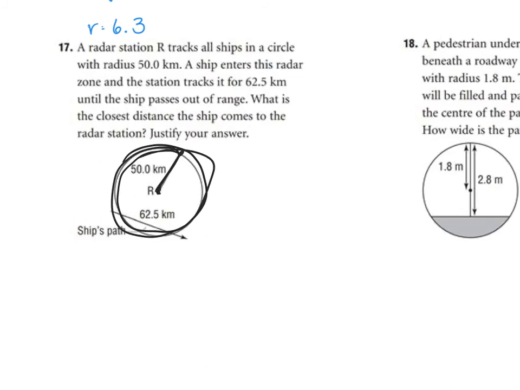So imagine, like on those sonars where you see the line going around and around and it goes ding, ding. Kind of imagine that that's what's happening there. Okay, so a ship enters this radar zone and the station tracks it for 62.5 kilometers.